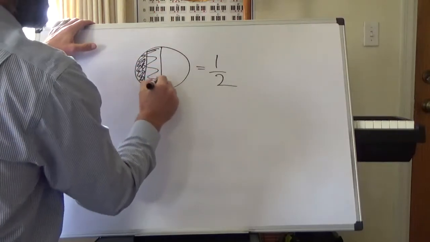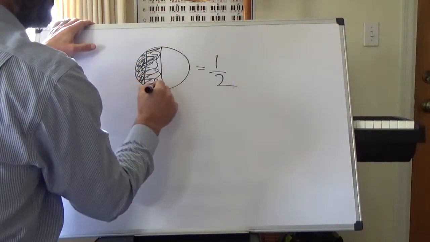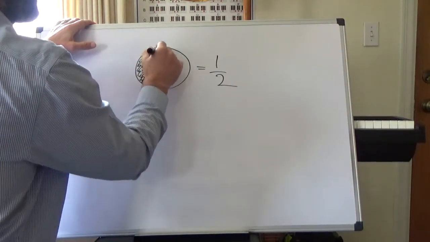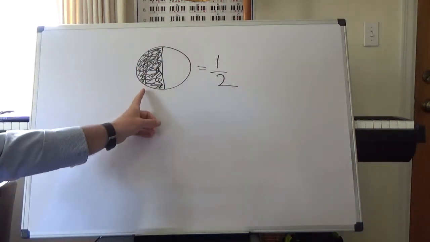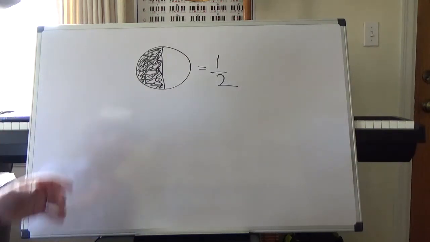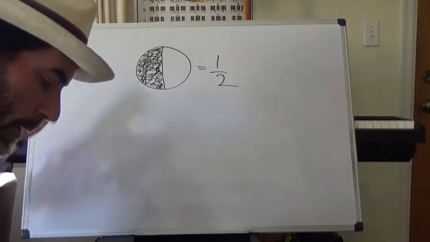I'm freehanding this, so I hope you assume that I'm trying to draw a perfect circle on a straight line, but that's not going to happen. So this is 1/2 here. Previously, that's 2 parts, but not 1/2 because they're not 2 equal parts.